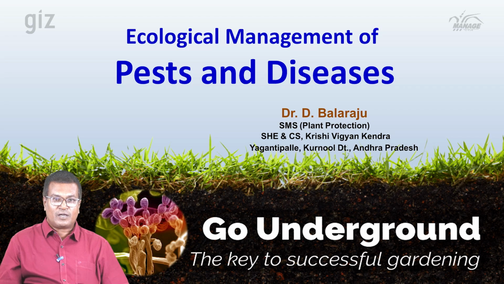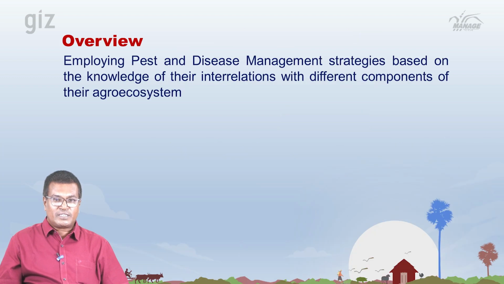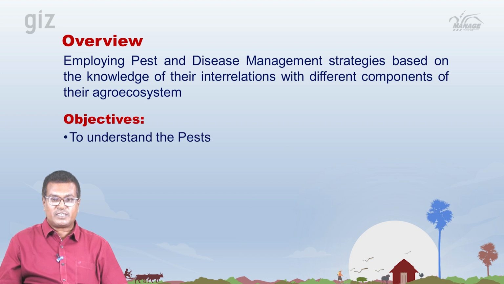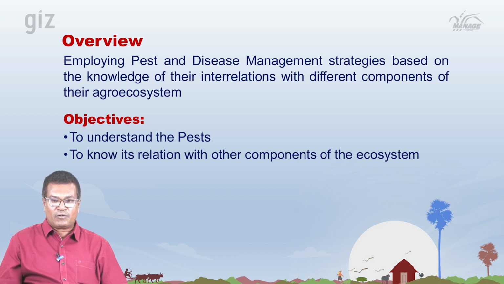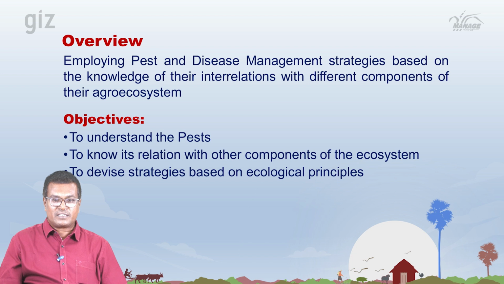One such tested and employed methodology is ecological pest and disease management. This is nothing but employing pest and disease management strategies in the field based on the knowledge of their interrelations with the different components of the agro ecosystem where they are. The objective of this topic is to understand the pests and diseases at first hand, and then to know the relationship they have with the other components of the ecosystem. By knowing that, we should devise strategies which will work better based on ecological principles. This is our objective of this particular topic.